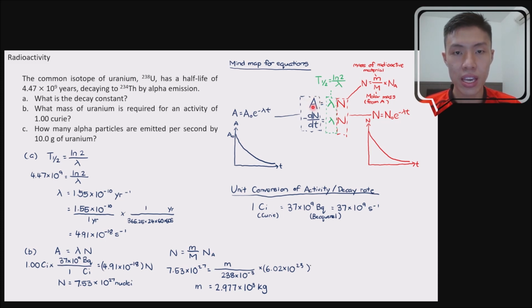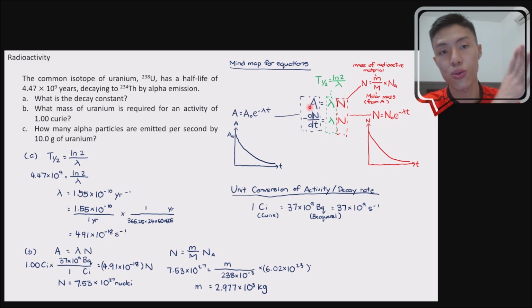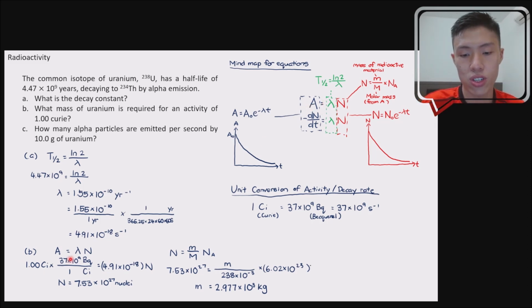They are asking for A, but you have to relate it from the mass of uranium. So just now we were going from this equation to this equation. Now we are going in reverse. We start with the mass equation, get our number of radioactive nuclei first, and from there we get our activity. So we are going in the reverse order compared to question B.